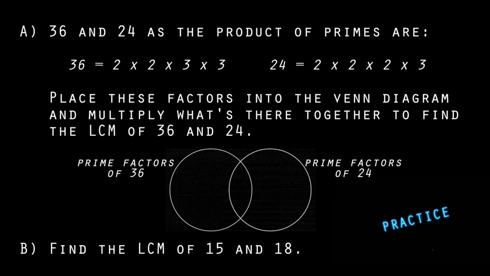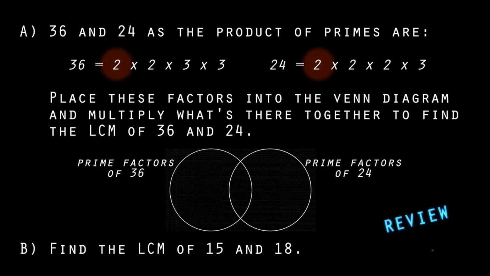Go back and watch all this again if you need, but if you do not, have a go at these. 36 and 24 as the product of primes are written below. Place these factors into the Venn diagram, remembering a matched factor only needs writing once in the overlap, and multiply what's there together to find the LCM of 36 and 24. You can use the accompanying sheet or draw out your own Venn diagram. Once you've done that, see if you can find the lowest common multiple of 15 and 18. Pause the video and restart once you're ready. Answers are coming in 3, 2, 1.